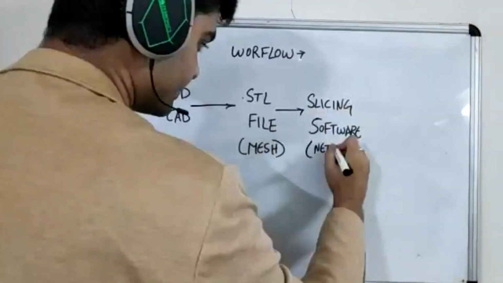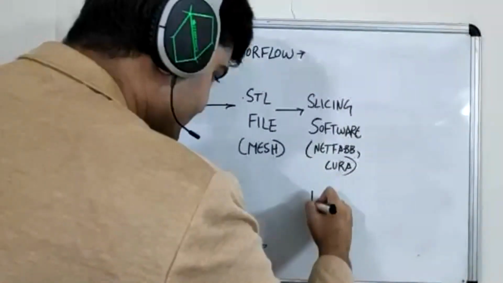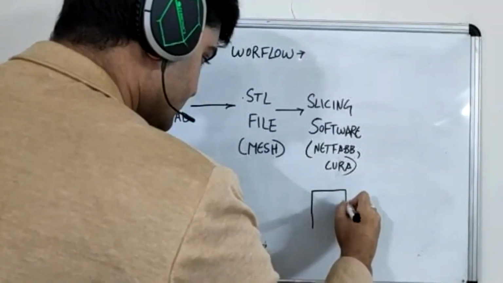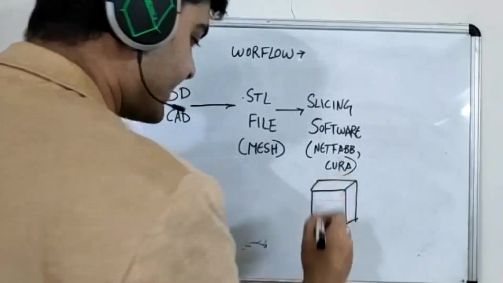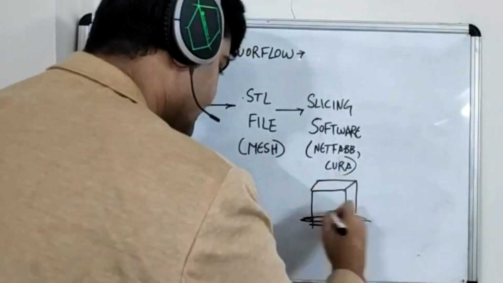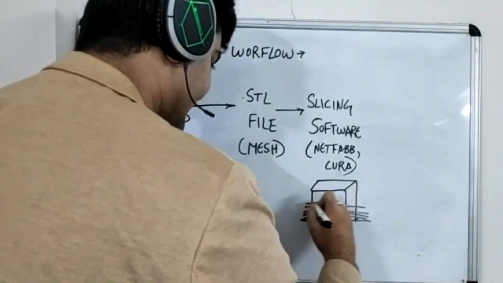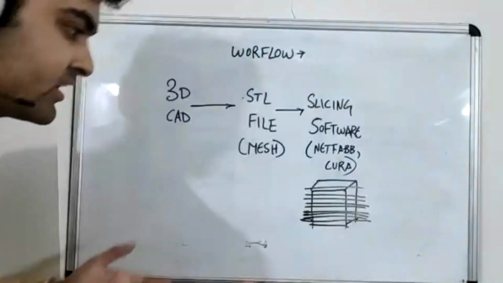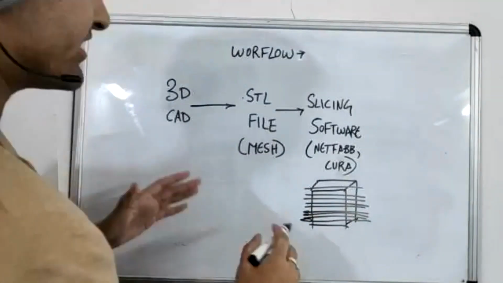The slicing software, as the name implies, takes this STL model. Say we have a cube, and it takes that STL file, the mesh, and slices it into ultra-thin layers, which can be stacked on top of each other to create our required 3D model. These layers could be as thin as 100 microns.